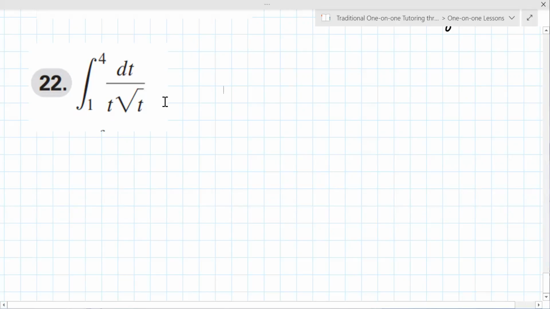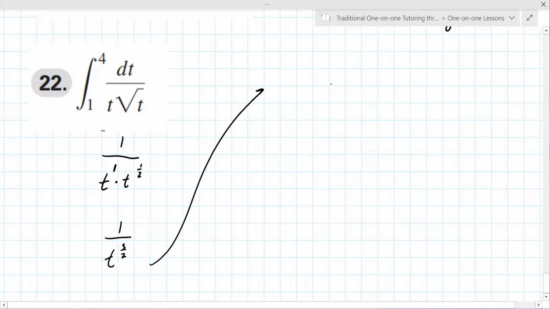Maybe just start by expressing everything as a power instead of a square root. Okay, so what I heard, and you can correct me if I'm wrong, is maybe writing it this way. Yeah. Okay, and you can apply exponent properties for this. So this becomes 1 over t to the 3/2 power. And then you might even want to say, well, let me make it t to the minus 3/2 power. And you're going to evaluate that from 1 to 4 dt.